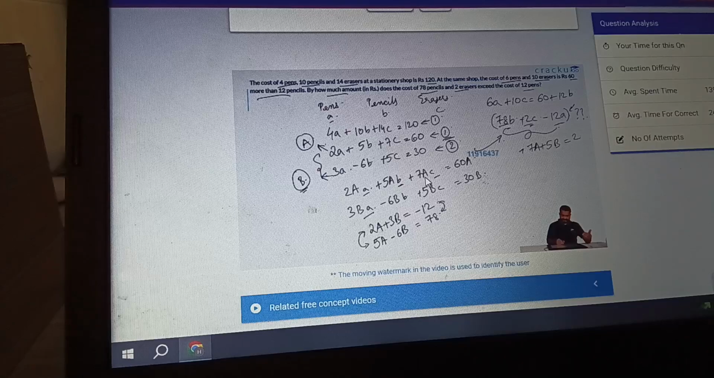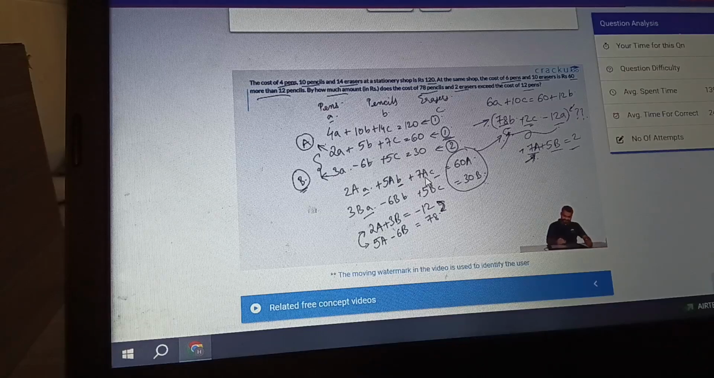So we will calculate the value of A and B using any 2 of the equations. Once we calculate the value of A and B, we will substitute it in the third equation to check that it is actually being satisfied. Once it is being satisfied, the answer will be equal to 60A plus 30B. If it is not being satisfied, for example, if after we calculate the value of A and B we notice that 7A plus 5B is actually not equal to 2, then it would mean that we will not be able to calculate the value of 78B plus 2C minus 12A. In this case, if it is consistent, then we will be able to calculate it. Anyway, let us use the first 2 equations to calculate the value of A and B.